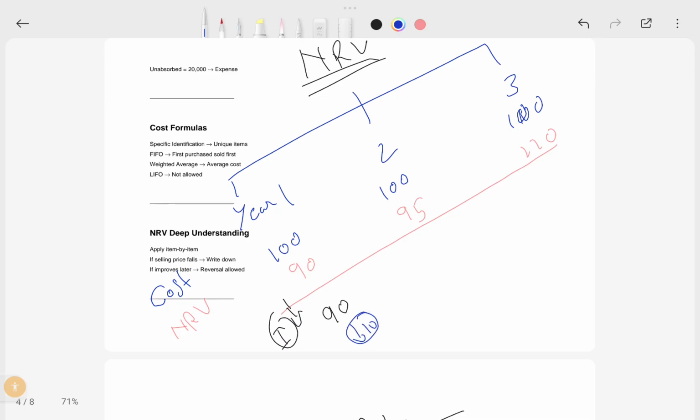And then year 2. In year 2, the NRV is 95 and the cost is 100. So between cost and NRV, whichever is lower, that is 95. So the same adjustment will come for year 2 as well. But the important point is that previous year it was 90, now it is 95. Then how do we need to do it? In this we need to reverse the balance 5 rupees.